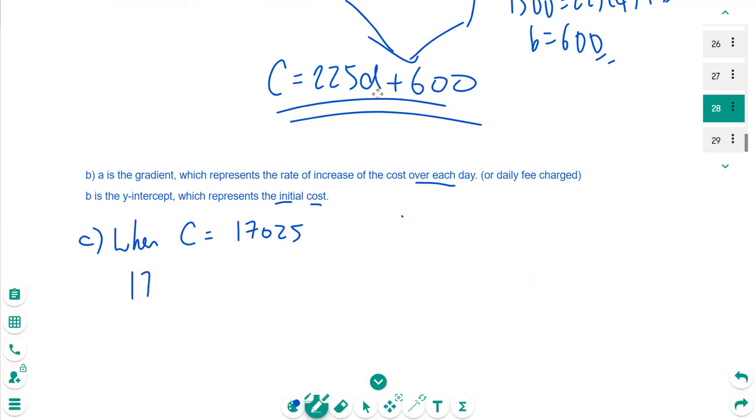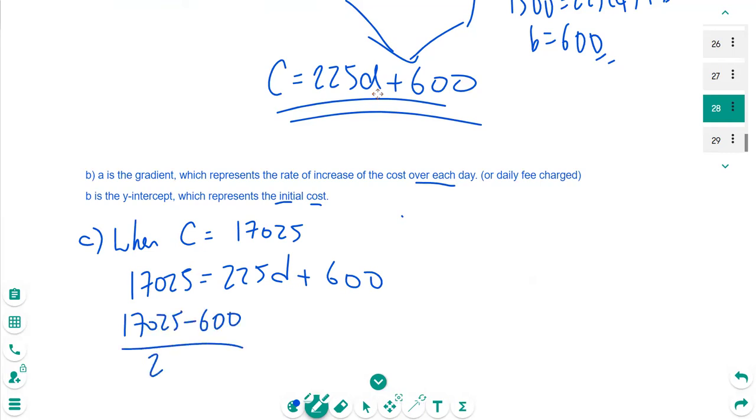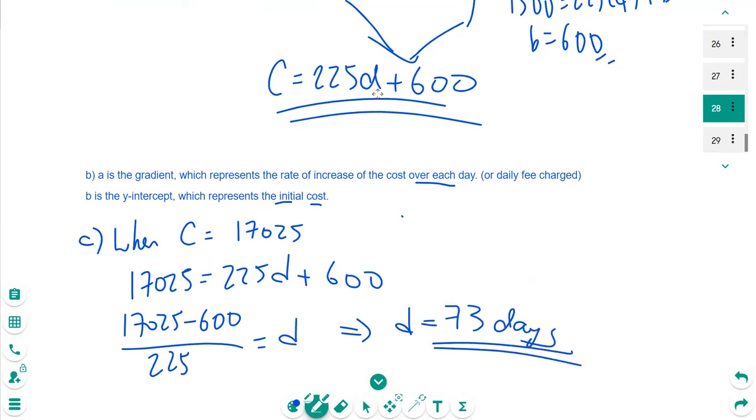So we're going to use the equation C equals 225D plus 600, with C as 17,025. Rearrange the equation. Okay, so take away 600 on both sides and then divide by 225. So 17,025 minus 600 over 225 equals D. Essentially, make D the subject. Put it in the calculator, you should get D equals 73 days. All right. Oh, I love my days. You know how I write it. It looks fancy, isn't it?